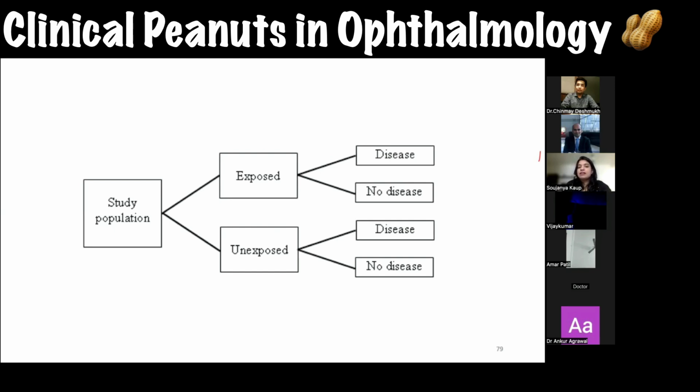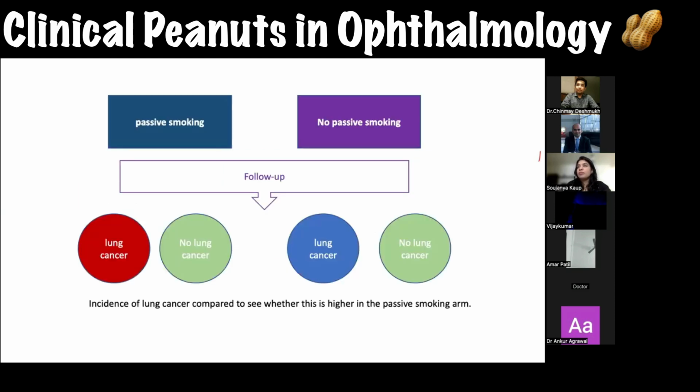But these cohort studies take a long time to develop the outcome. So it might not be a good idea to do cohort studies for all conditions. So again, this is the passive smoking and lung cancer example. So start with the exposure, which is passive smoking or no passive smoking, and then you see how many develop lung cancer in both the groups and then compare.